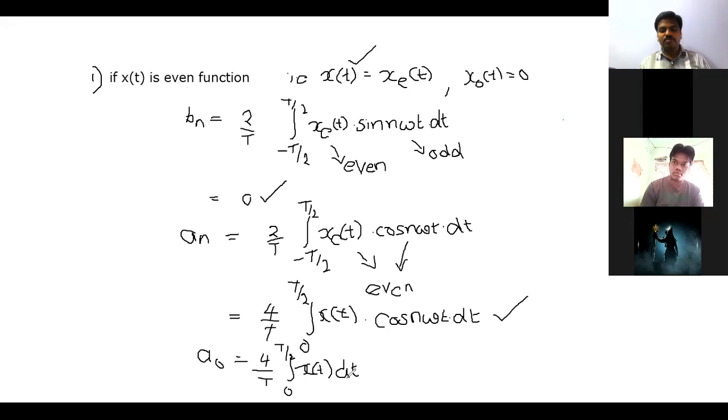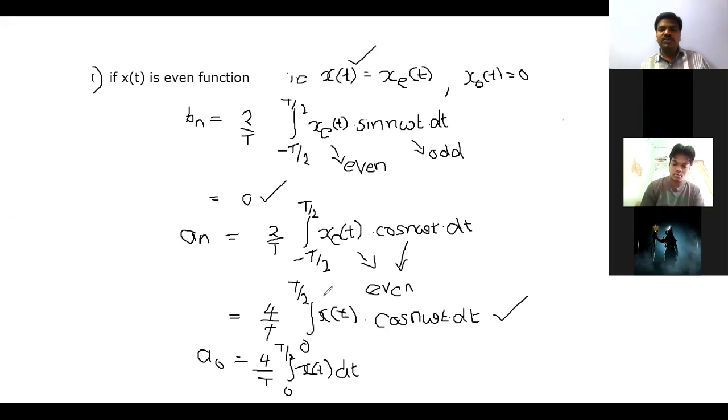Now what is the final conclusion that we are going to make here? The Fourier series expansion only contains cosine terms if the considered signal is x e of t, that means an even function. If x of t is an even function, it contains only cosine terms. It should not contain any sine terms, because bn is equal to 0, which we have already determined. Later, we will take x of t as an odd function and obtain the coefficients there. So this is case 1.